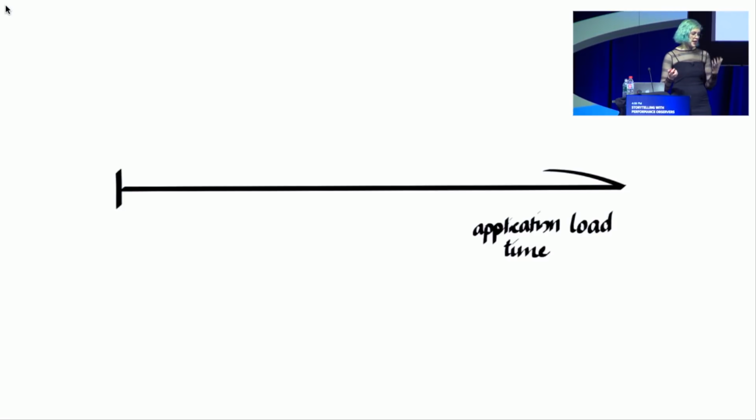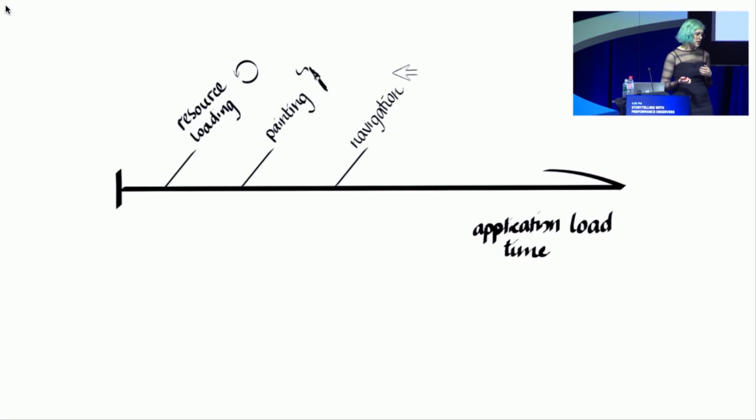In the case of the browser, you're looking at a few different things. You're looking at when the resource loads, you're looking at the paint time, and you might be looking at the navigation. So these are the kinds of things that go inside the performance timeline.